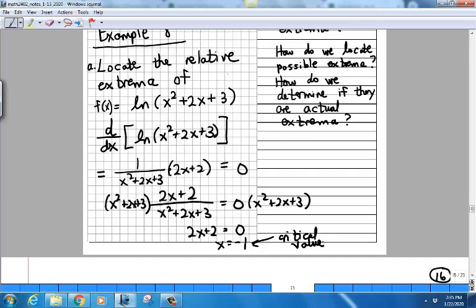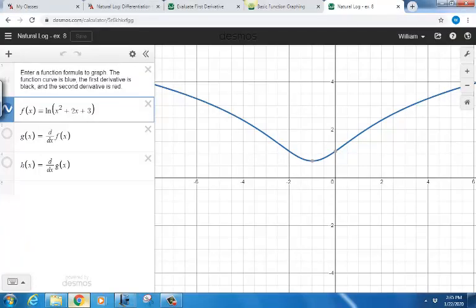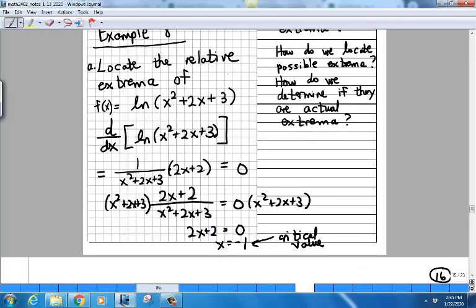Is that what we saw in the graph? Yeah, right. That's where the turning point was, right? At x equals minus 1. So on paper we've sort of confirmed what we see on the graph, or the graph sort of confirms what we found here on paper.